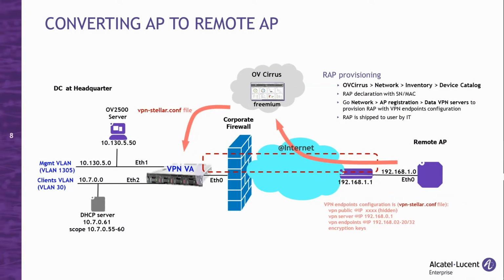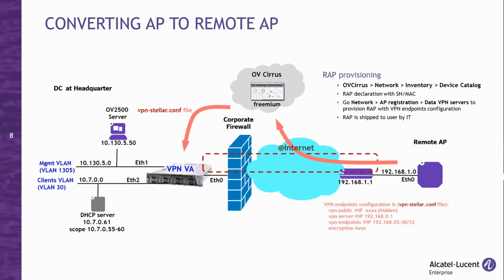In the following slide, we show an example where we use two networks already in place in main office. The configuration is done for VPN server behind corporate firewall and is entirely done in data center. The site is already managed in enterprise mode with OmniVista for LAN and WLAN. A subnet is dedicated to the management of equipment in enterprise mode with OmniVista in VLAN 1305, and a subnet is dedicated to the employee and corporate Wi-Fi client in VLAN 30.